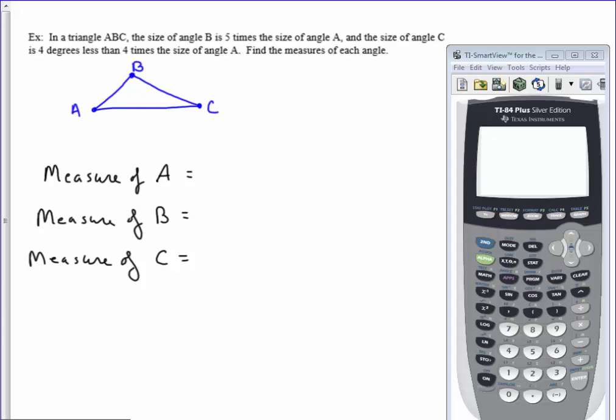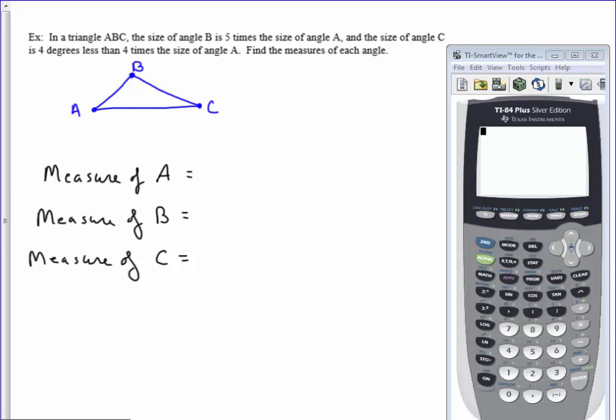In this example, we are asked to find the measures of the three angles. The wording of the problem sometimes makes it confusing to try to figure out how to start the problem. In this particular problem, it is important to make sure that you assign only one variable and then label the other angles based off of that one angle.